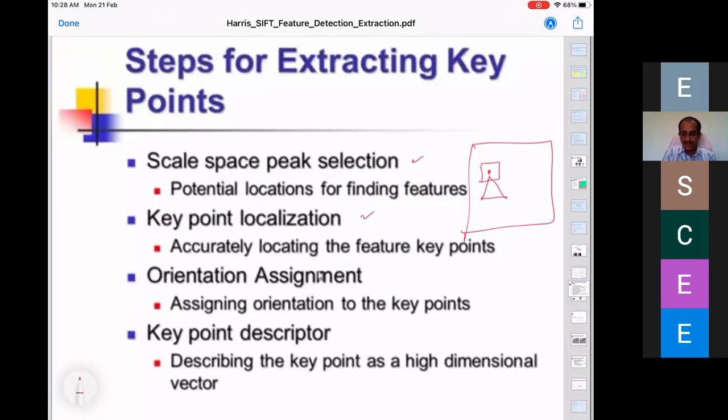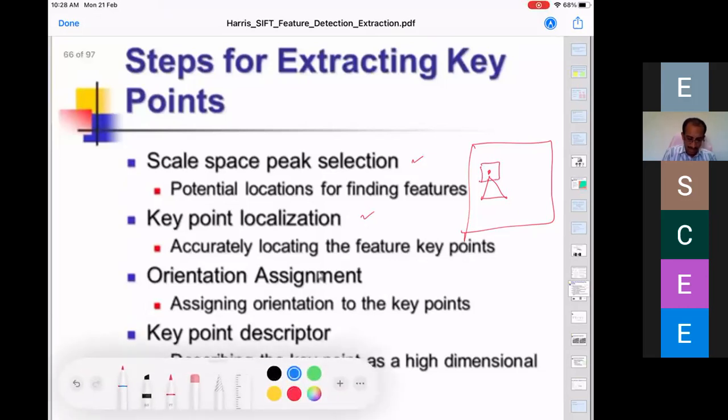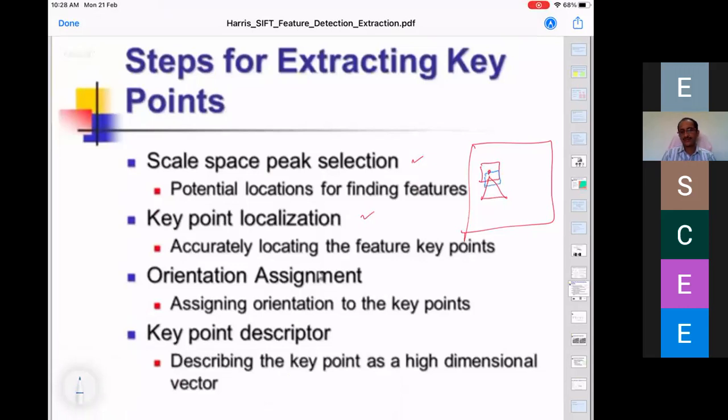Because if I look at a patch around this, the description will be different from the patch around the exact key point. When I match, it influences the accuracy of the matching. So I would like to accurately localize the key points. Of course, I would also like to remove the outliers, edge points, and so on. These are the main steps for identifying and localizing the key points. Robust key points are those which can be matched across scales, orientations, views, intensity variations, and so on.